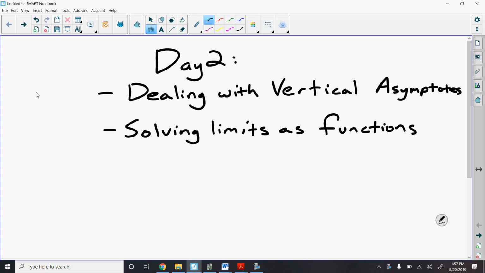In day two's video, I want to talk about dealing with vertical asymptotes when we're talking about limits. And I also want to talk about solving limits as functions. How can we do this without a graph? First off, when we work with limits as we approach a vertical asymptote, we can get a variety of answers to those problems. Let's go ahead and look at the graph real quick.